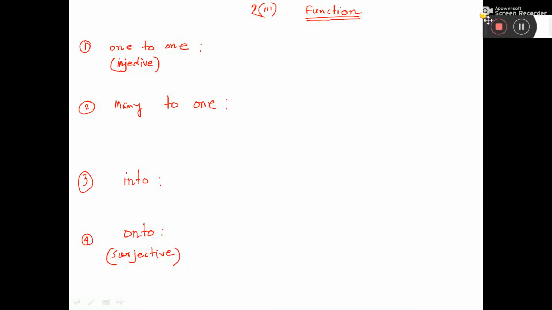We will discuss function. The definition of function is written in the book. I will explain it later on. First, I am telling that there are four types of function: one to one, many to one, into, onto. This one to one function is also called injective function, and onto function is called surjective function.